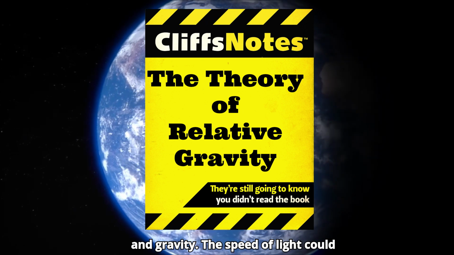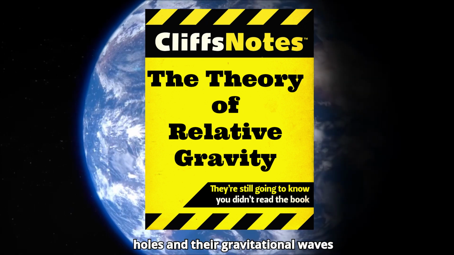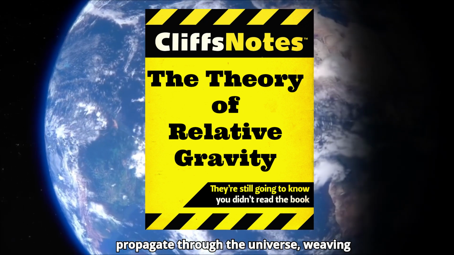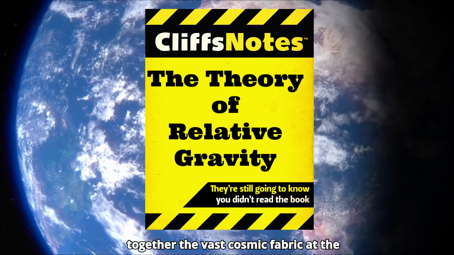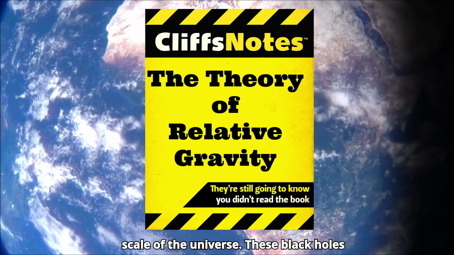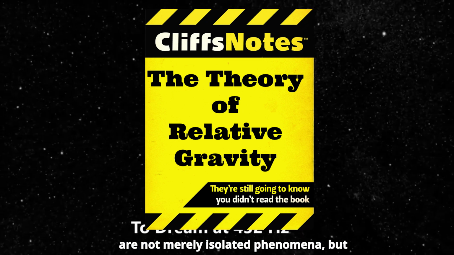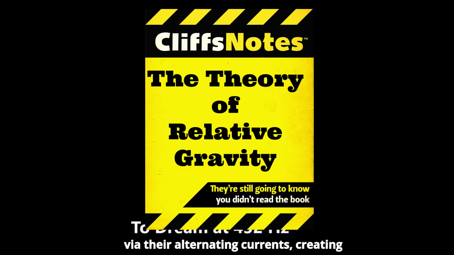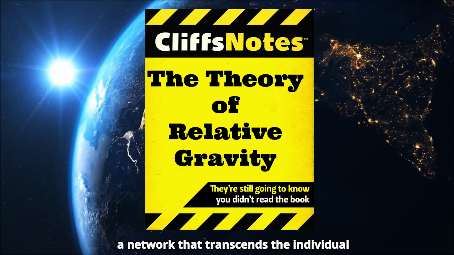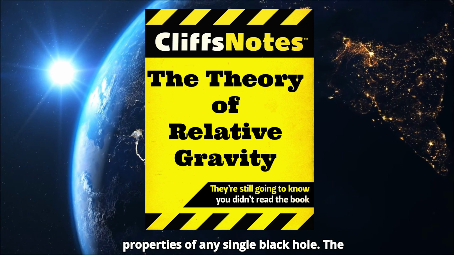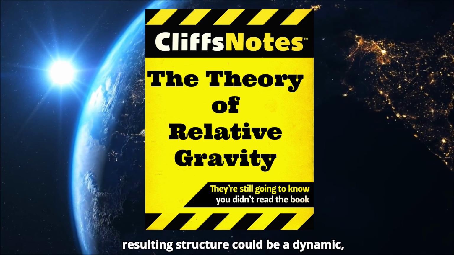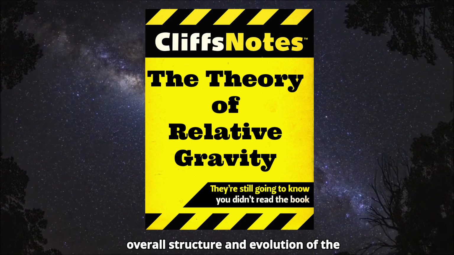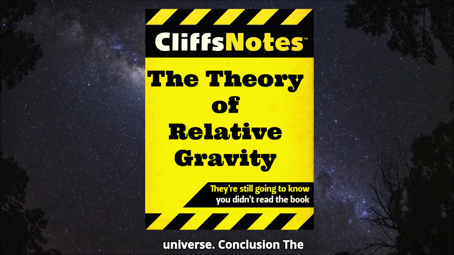The speed of light could play a central role in how these black holes and their gravitational waves propagate through the universe, weaving together the vast cosmic fabric at the scale of the universe. These black holes are not merely isolated phenomena, but are woven together through spatial time via their alternating currents, creating a network that transcends the individual properties of any single black hole. The resulting structure could be a dynamic, interconnected system that shapes the overall structure and evolution of the universe.